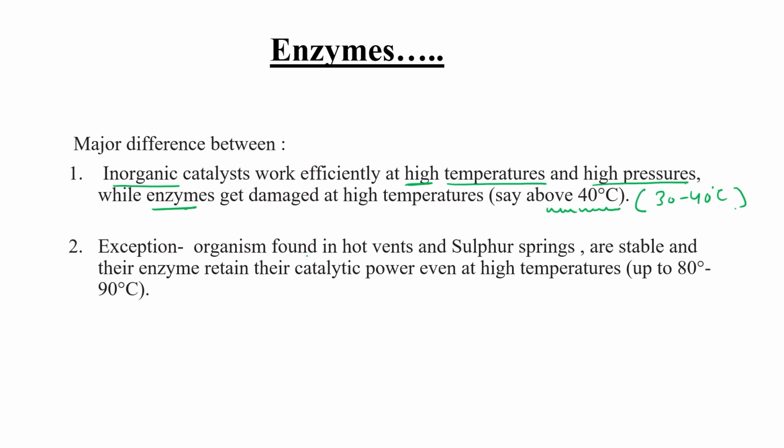But there are certain organisms which are present in hot water springs, hot vents, sulfur springs, like archaebacteria, and highly cold regions. Some archaebacteria are also found in the Arctic region, where minus 200 degrees centigrade, minus 100 degrees centigrade temperature is there. So those organisms adapt themselves according to their environment. So the enzymes present in their body, in their cells, also adapt to that particular situation. So they can catalyze their reaction at that high temperature or extreme conditions, means 80 to 90 degrees centigrade. But this is an unusual situation, or we can say these are certain exceptions. But normally enzymes get damaged at high temperature.